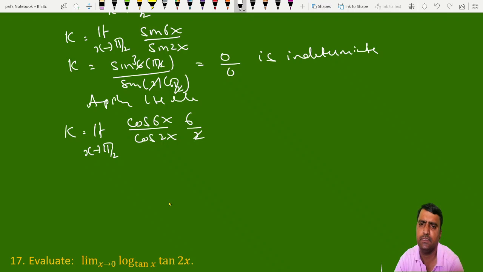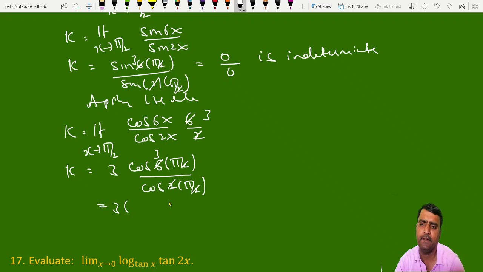So this is 2 ones are 2, 2 threes are 6. So now k is equal to 3 into, apply the limit, it is cos 6 into pi by 2 by cos 2 into pi by 2. 2 cancels, 2 ones are 2, 2 threes are 6. It is cos 3 pi by cos pi. Now, what is cos 3 pi?